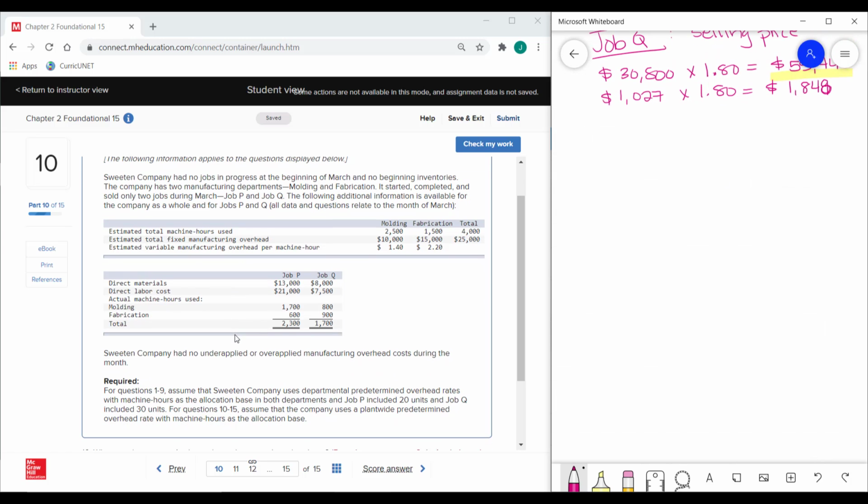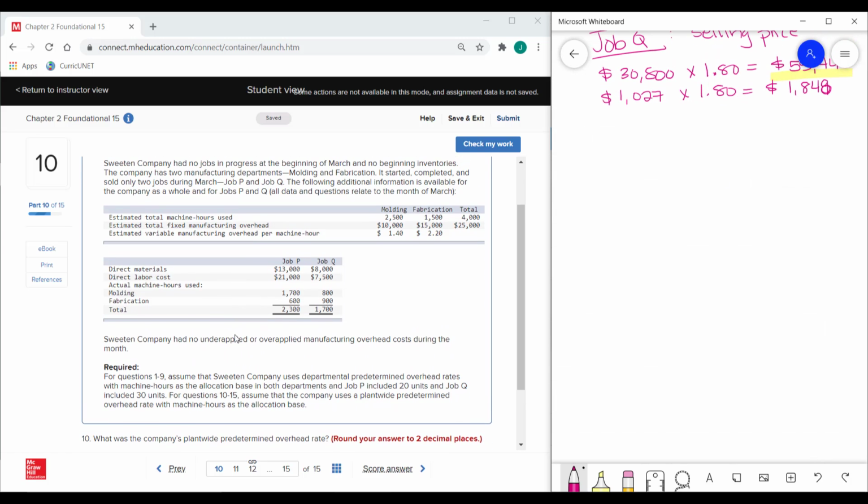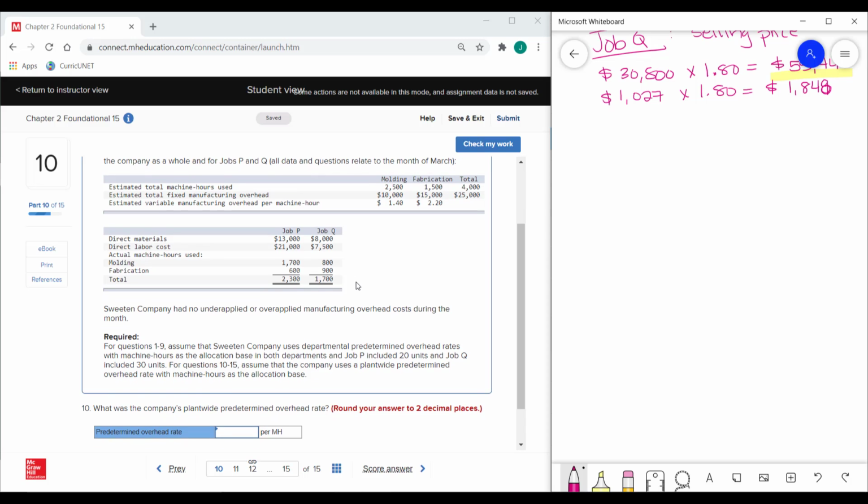Now we're going to do all of the questions again, assuming not that we're using 2 departmental predetermined overhead rates, but instead that we're using a plant-wide predetermined overhead rate. So we're not splitting it up between departments, but looking at it from a company-wide perspective. Okay, so with number 10, we're starting over, clean slate, and using a plant-wide POR.